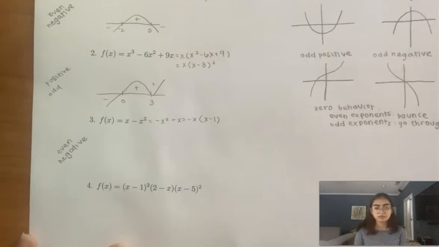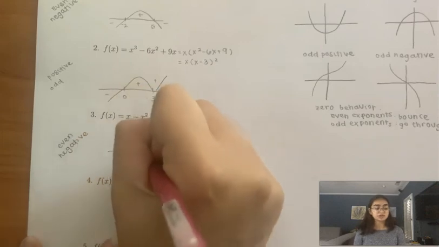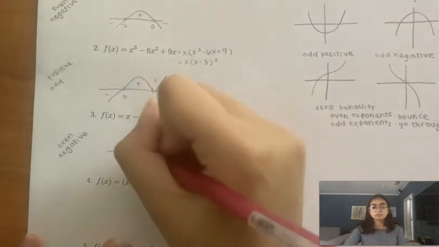So we have even negative. Even negative means that the function is going to start negative and end negative. And since both of our exponents for our zeros are odd, that means that the function is going to go through the number line at both of those points. So we'll end up having a sign chart that looks very similar to our sign chart in number 1. The only difference is where the zeros are, and that's really it.